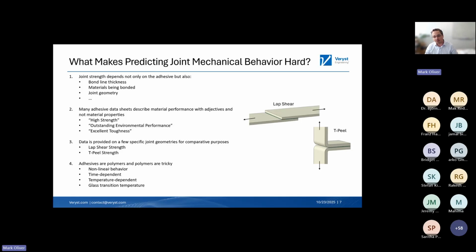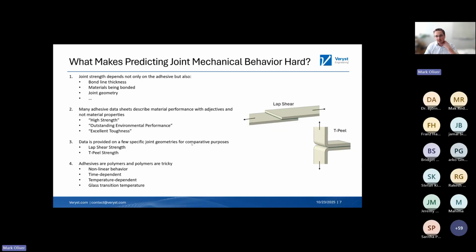And then the fourth thing that can make predicting joint mechanical behavior really hard is that adhesives are polymers, and polymers in themselves are tricky. They can exhibit nonlinear behavior. They can be time dependent. It can be heavily rate dependent or temperature dependent in the operating window that they're being used. They have glass transition temperatures, et cetera.